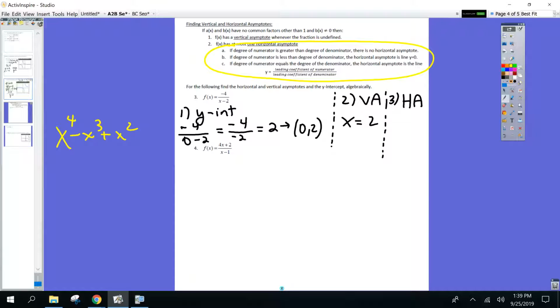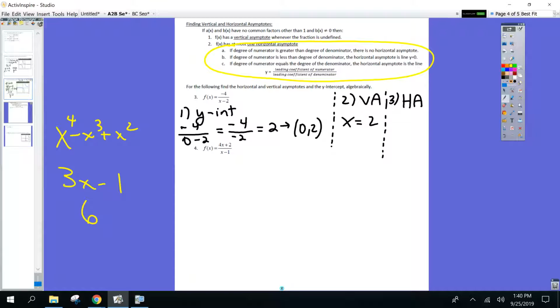What's the degree of what I just wrote? 4. Right? It's the highest exponent. What's the highest degree? 1. 0, because there is no variable. So everyone okay on identifying degree? Okay, now let me go back to number 3.